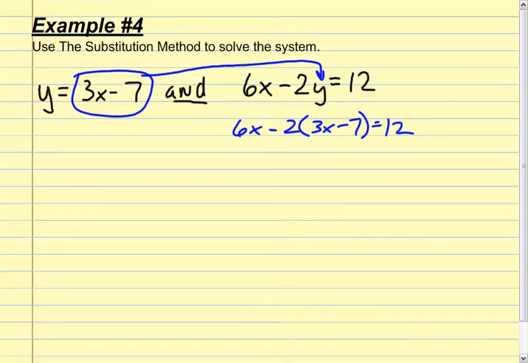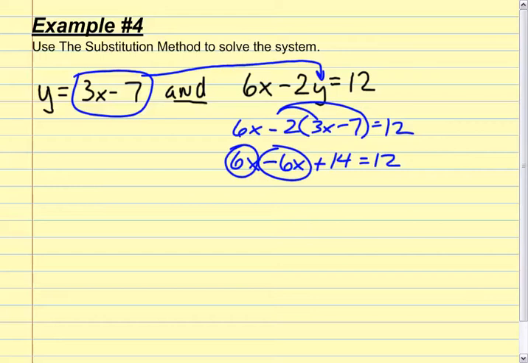All right. Take us from there, Miles. Okay, 6x minus, let's distribute, minus 6x, sorry, plus 14. I said minus twice, so it cancels itself. So let's simplify, the 6x's basically cancel. And we get 14 equals 12. Now hang on, Miles.